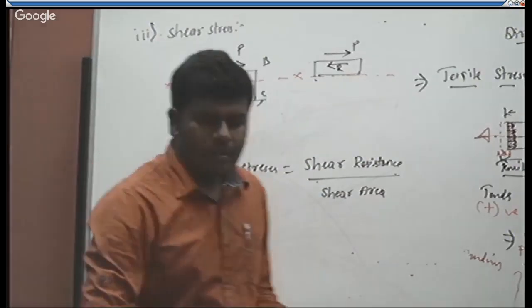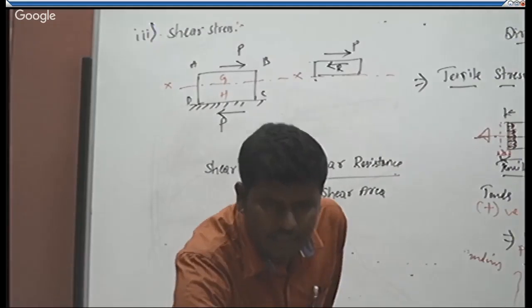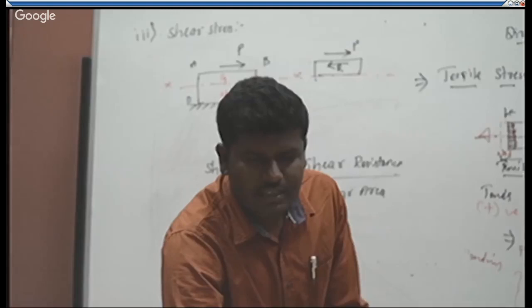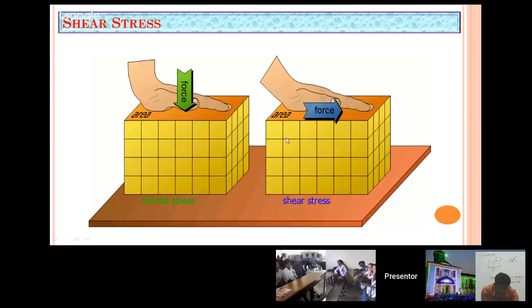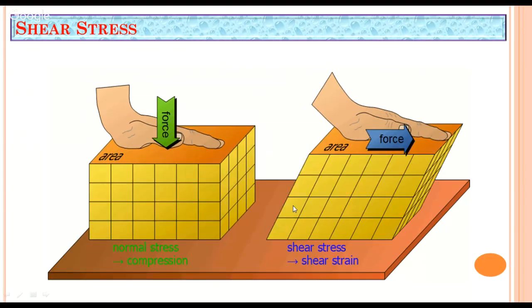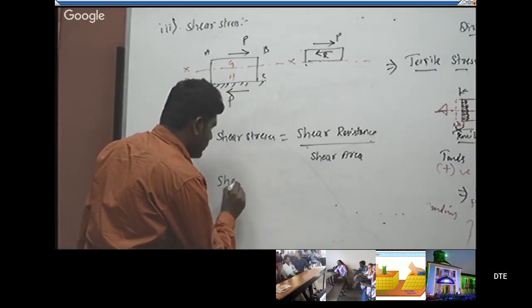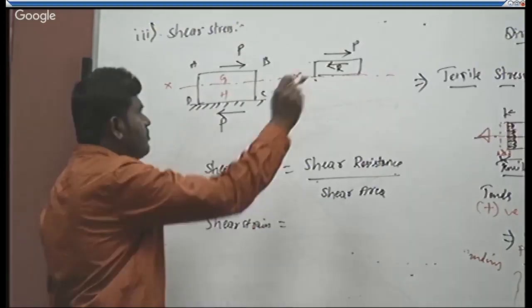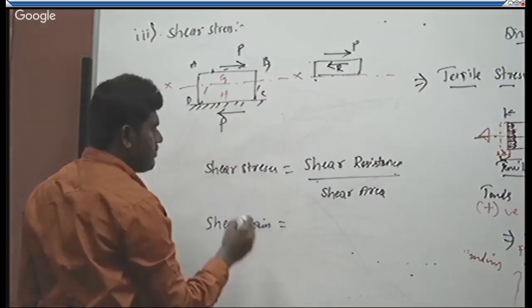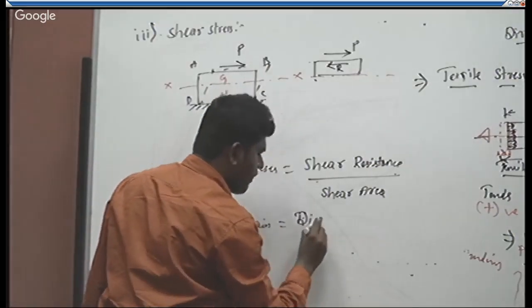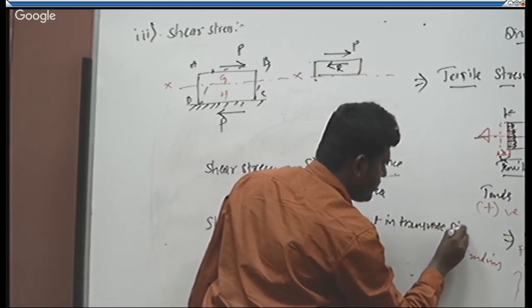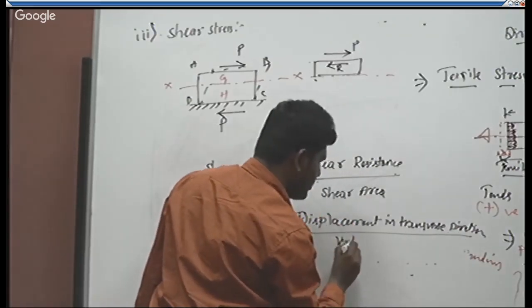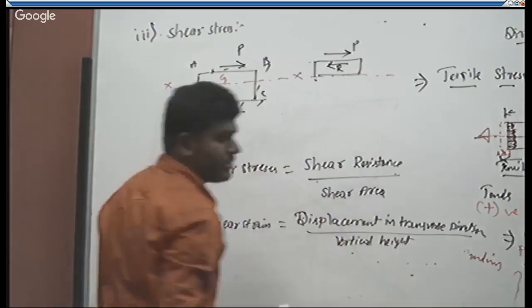When we look at this illustration, this is the initial position of the block. After it is subjected to the force, it will undergo a deformation in its applied direction. The displacement or deformation along this applied direction, relative to this vertical height, will give you the corresponding shear strain induced due to the action of shear stresses. That is, the shear strain equals the displacement in the transverse direction to its vertical height or distance from its bottom surface, which gives the shear strain induced in a material.